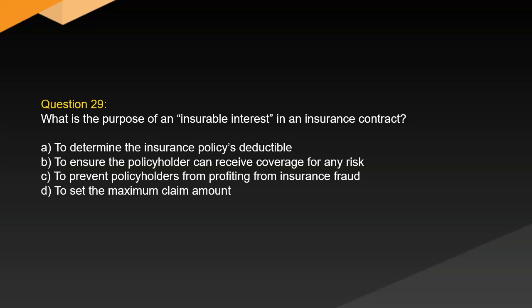Question 29. What is the purpose of an insurable interest in an insurance contract? A. To determine the insurance policy's deductible. B. To ensure the policyholder can receive coverage for any risk. C. To prevent policyholders from profiting from insurance fraud. D. To set the maximum claim amount.